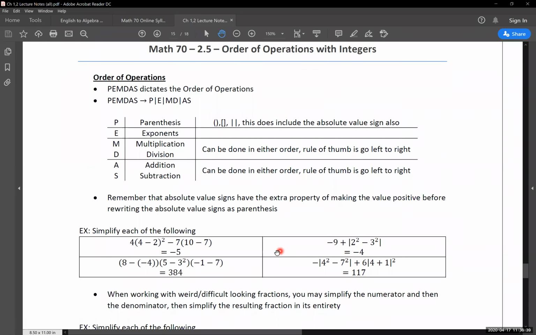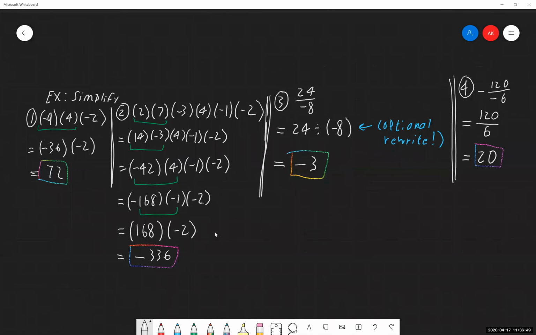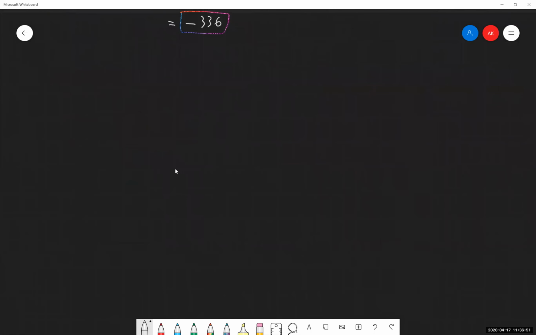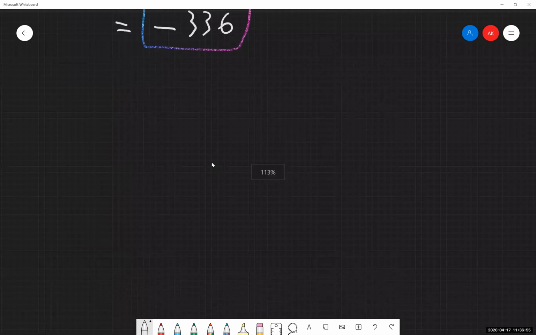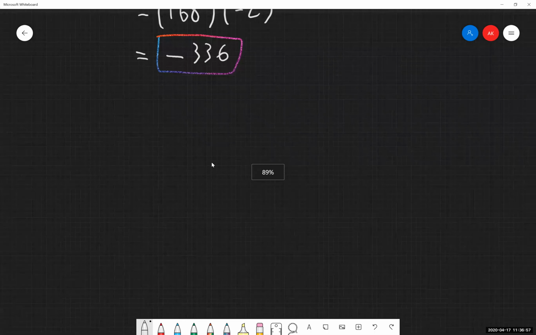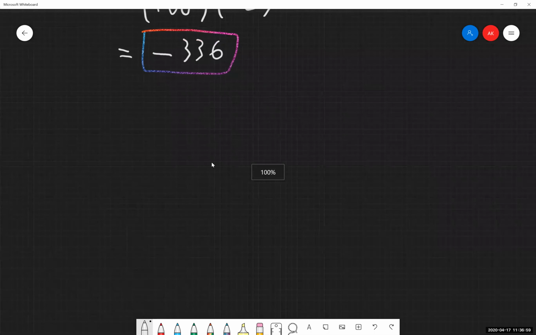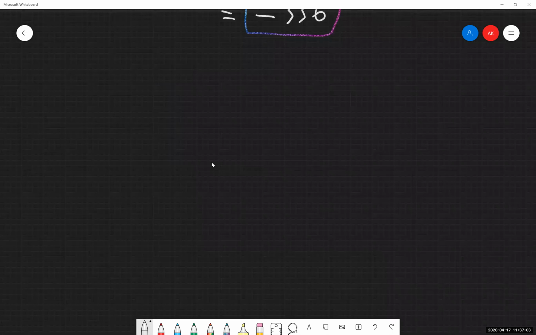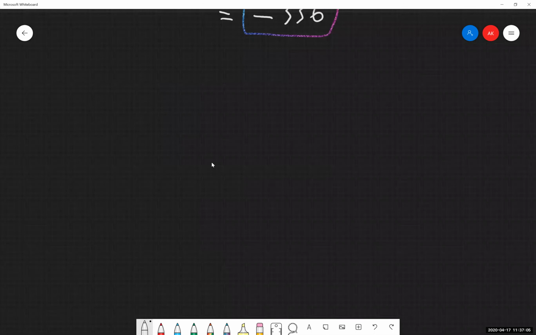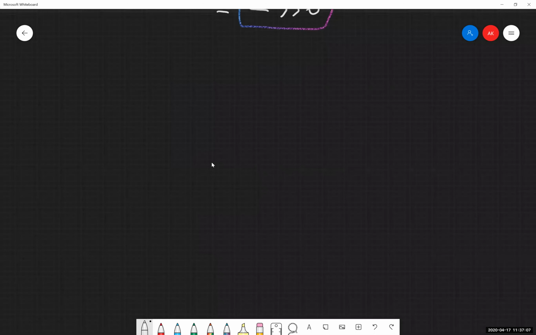So I'm going to jump back to our whiteboard to go through both of these examples here. Let's move us down here and zoom in a little bit. Come on. There we go. Okay. So we're working with 2.5.